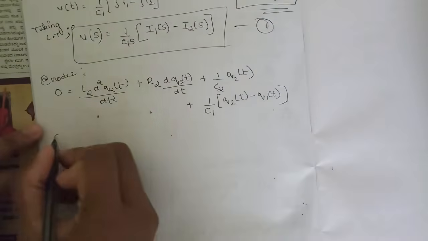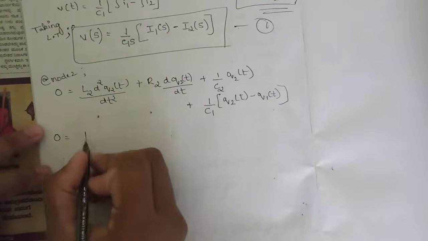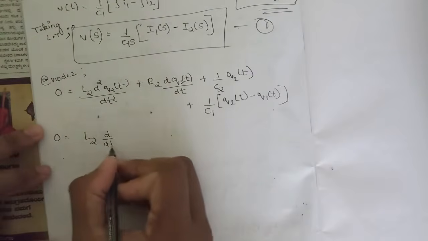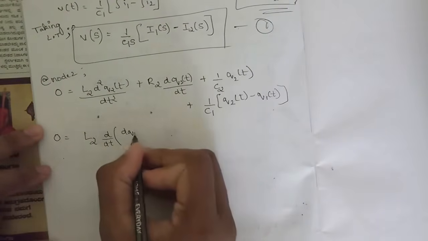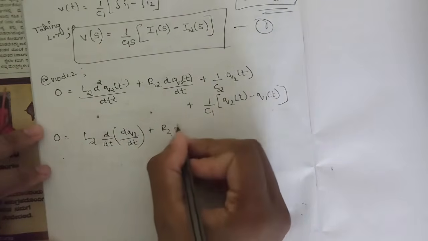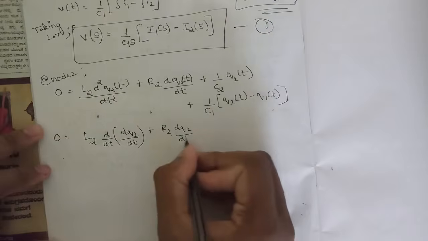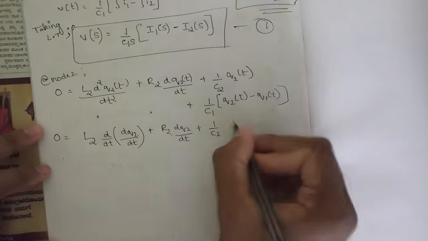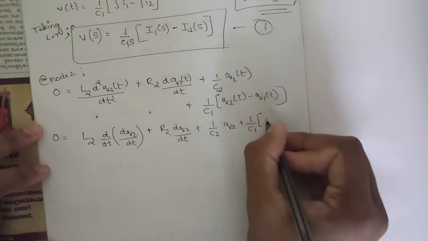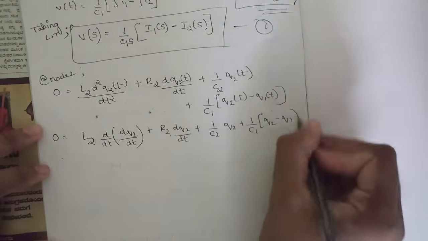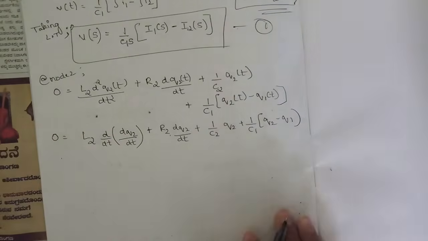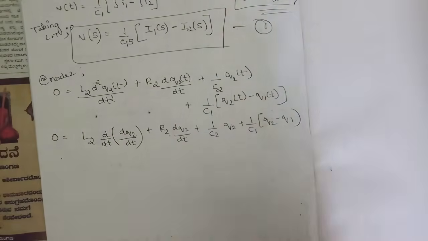So now what we need to do is further simplify this, that is L2, and we can split this. We can write it as d by dt into dq2 by dt, plus R2 into dq2 by dt, plus 1 by c2 into q2, plus 1 by c1 into q2 minus q1. If you want, you can neglect this t of t. Directly we can write it as q2 or q1.